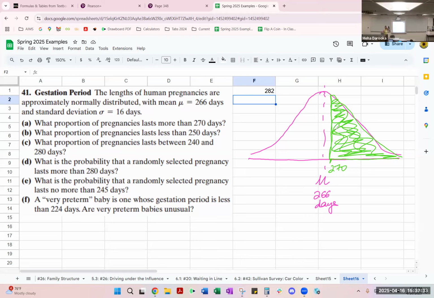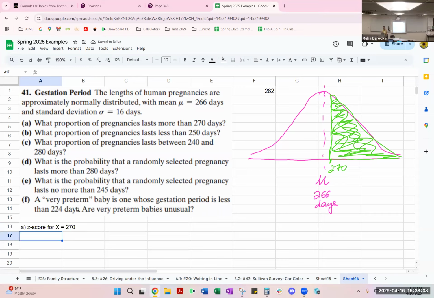Now you will see in this example, they didn't give us the probability or the percentile. They actually gave us the X value, and we need to go backwards and find the probability for that using the table. So that's what you're going to do in part A: first find your Z-score, the Z-score for X equal to, what is it, 270? Okay, so let's do that.